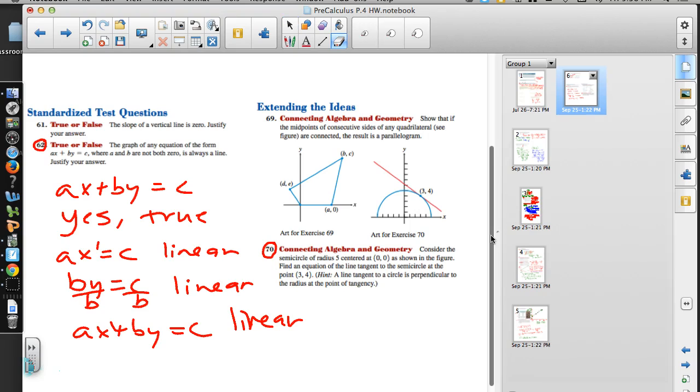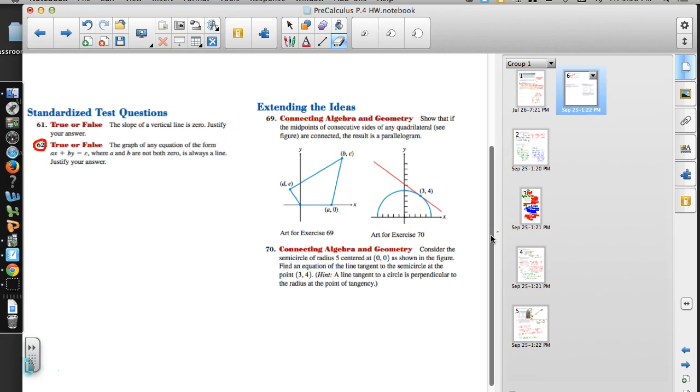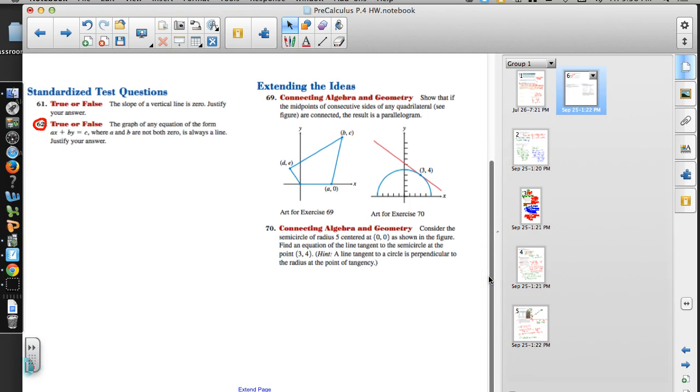Number 70. Last one up here. All right. So number 70 says we're going to connect algebra and geometry, and we're going to consider the semicircle of radius 5 centered at 0, 0 in this picture, as shown in the figure. Find an equation of the line tangent to the semicircle at the point 3, 4.